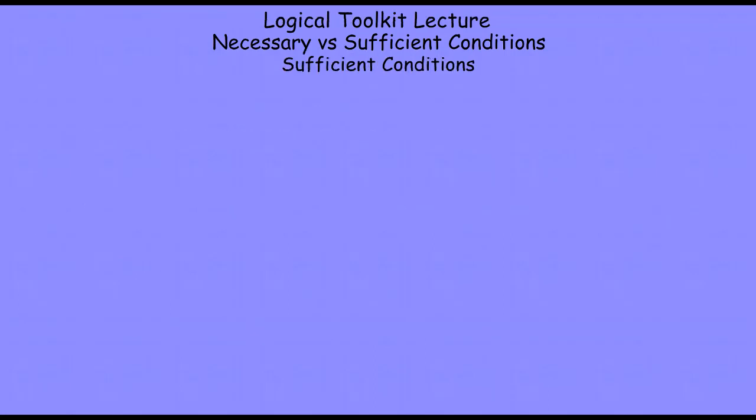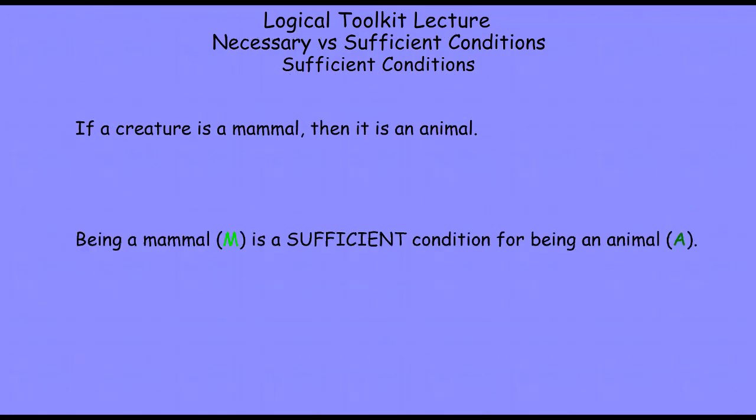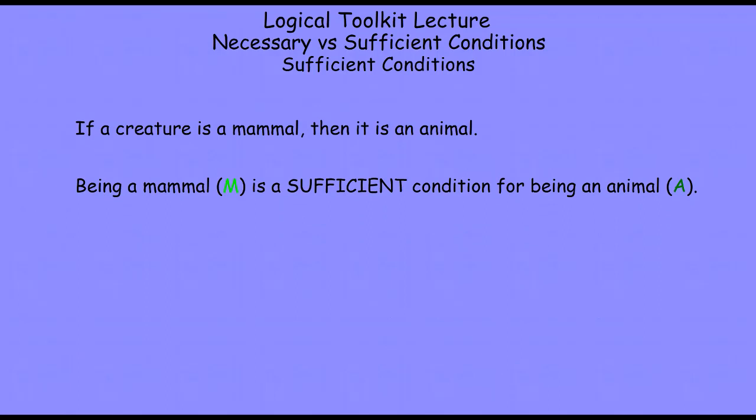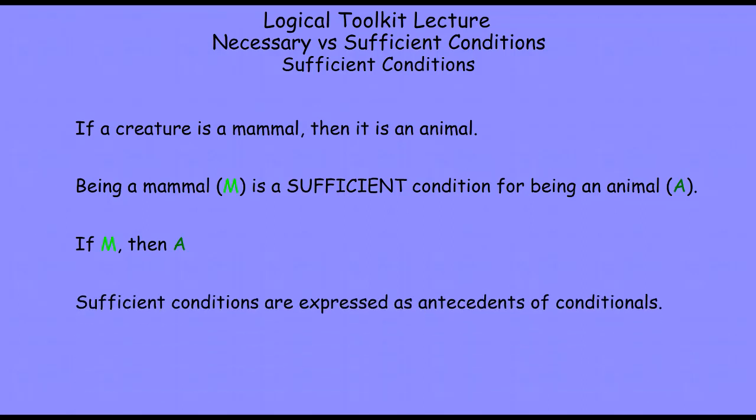What about sufficient conditions? Well, again, suppose if a creature is a mammal, then it is an animal. Being a mammal, call it M, is a sufficient condition for being an animal. Call it A. So we can express that relationship by saying, if you are a mammal, then you are an animal. In other words, sufficient conditions are often expressed as the antecedents of conditionals.